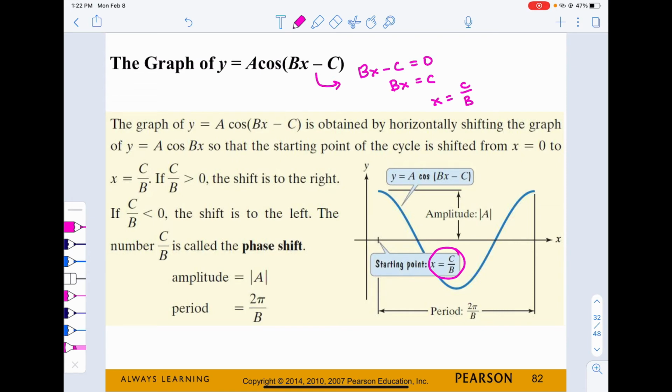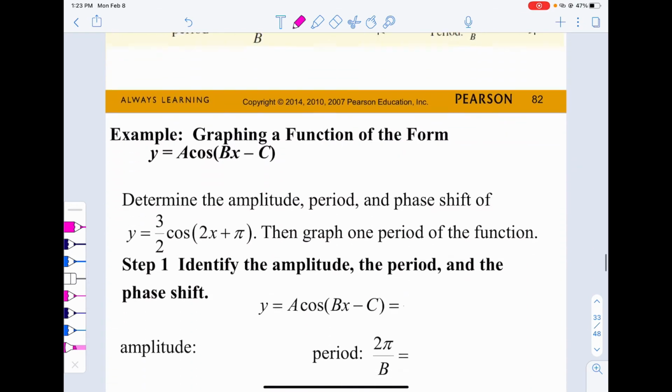So the graph of y equals a cosine of bx minus c is obtained by horizontally shifting the graph of y equals a cosine bx. So the starting point of the cycle is shifted from x equals 0 to x equals c divided by b. If c divided by b is greater than 0, then it's shifted to the right, and if it's less than 0, it shifts to the left, and that number c divided by b is called the phase shift. So we know how to find the amplitude, we know how to find the period, we know how to find a phase shift. Let's do it.